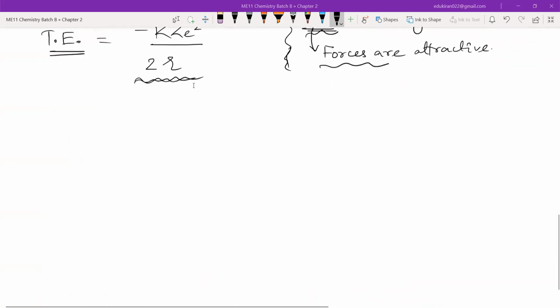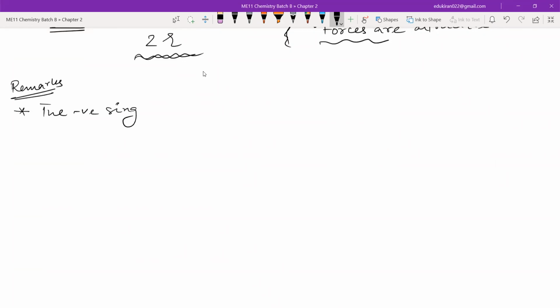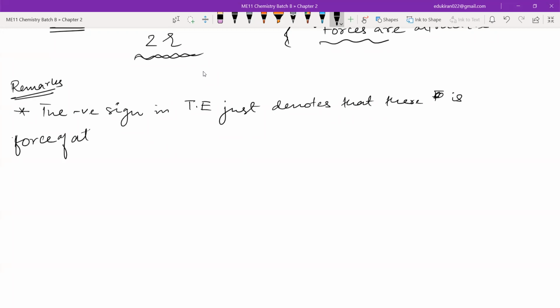Now, please write. Remarks: the negative sign in total energy just denotes that there is a force of attraction between nucleus and electron.